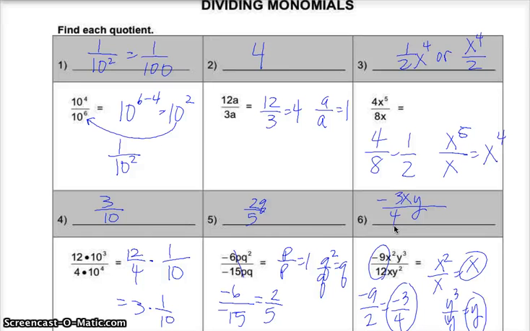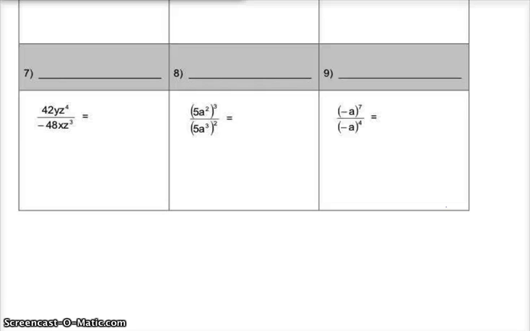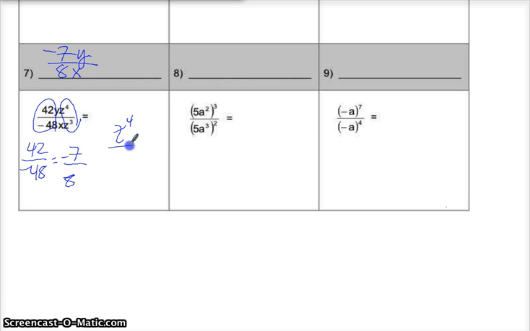Okay, so for the last 3, you can continue. So we take the numbers, 42 divided by negative 48, they're both divisible by 6, so we get negative 7/8. So I put that up here, negative 7 divided by 8. I look at my y, there's no other y to cancel, so that stays by itself. There's no other x, so I keep the x, and then I have z to the 4th divided by z cubed. So I have more z's on top. How many more? 1 more, so I have to add a z up there on top. So it's negative 7yz divided by 8x.